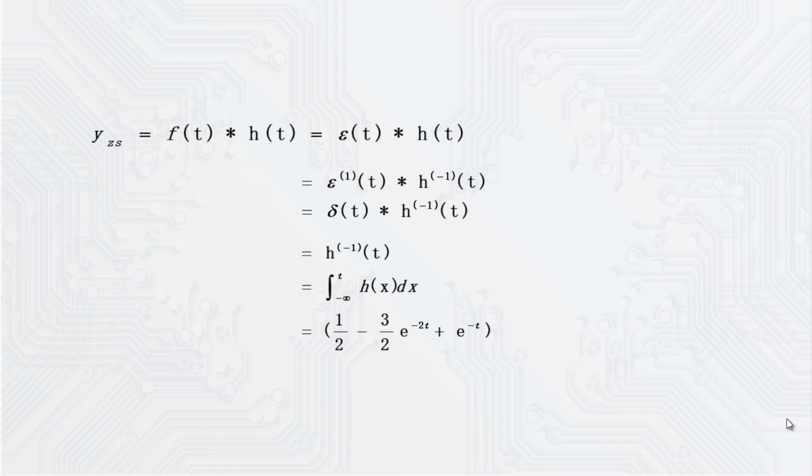The zero-state response of the system should be equal to the convolution of the first derivative of the unit step signal and the first integral of the system impulse response. The first derivative of the step signal is exactly equal to the unit impulse signal. This result should be the convolution of the unit impulse signal and the integral of the impulse response of the system.